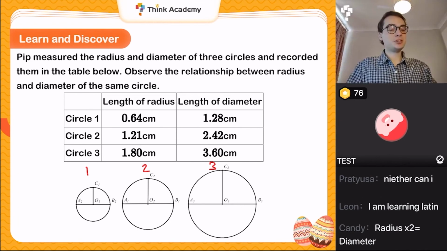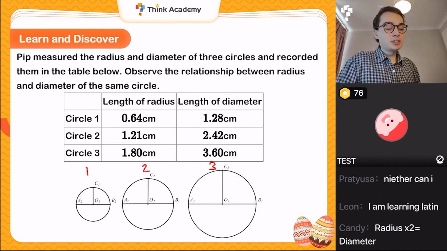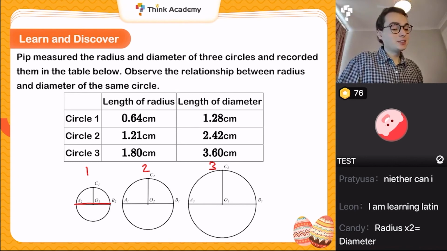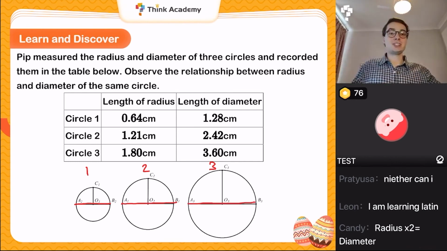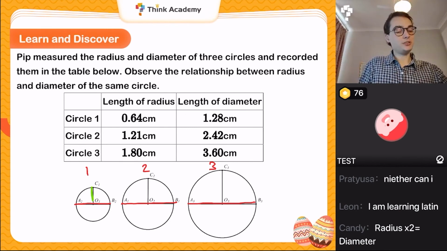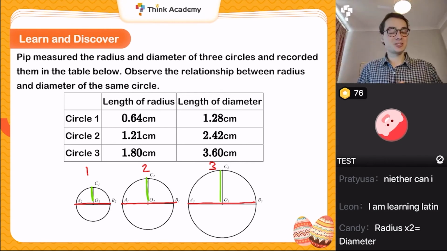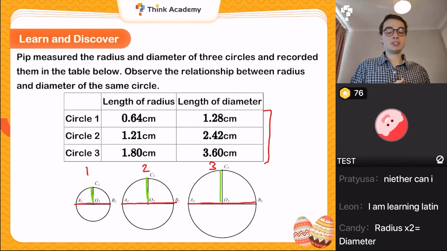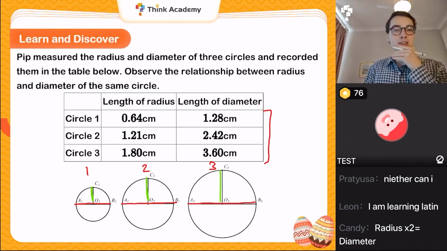But all we've got to do is draw a diameter. So I'll highlight in red the diameters that have been drawn on each of these circles, these long lines across the center. And then in green, I'll show you the radius, or the radii, rather, the plural of radius, which have been drawn onto these circles. And each of these have been measured. I've put the results I've got in the table here.